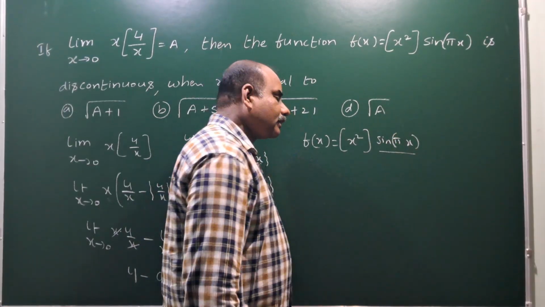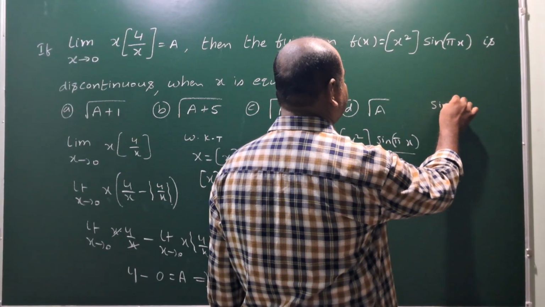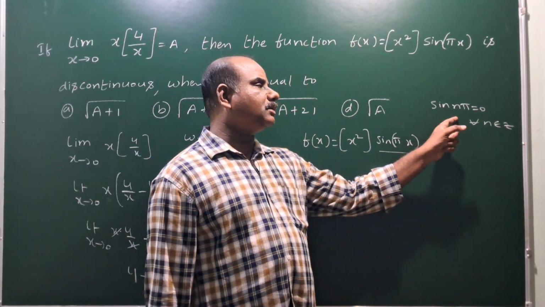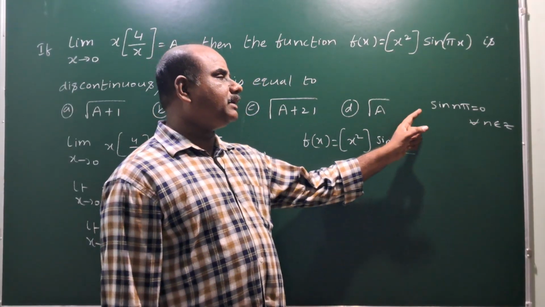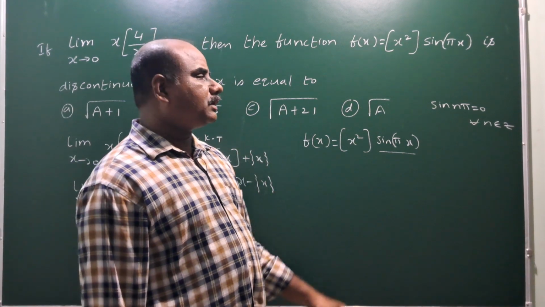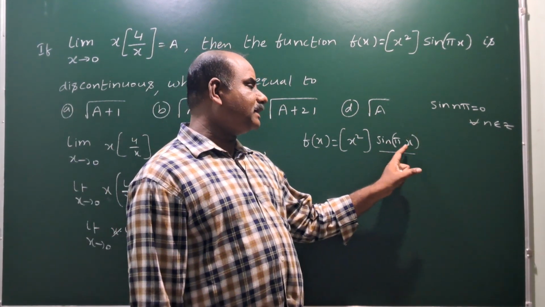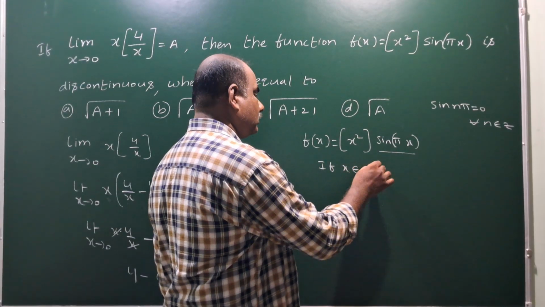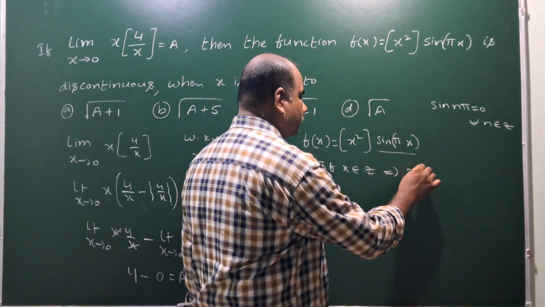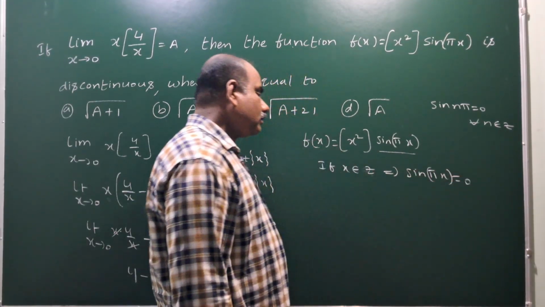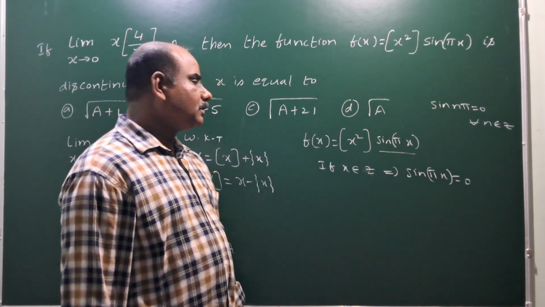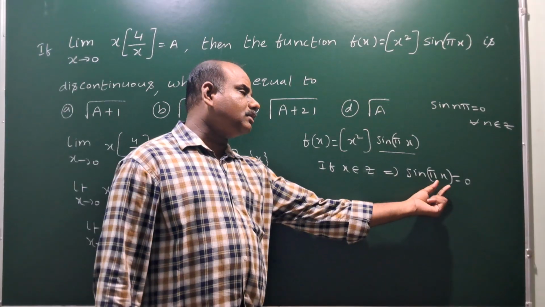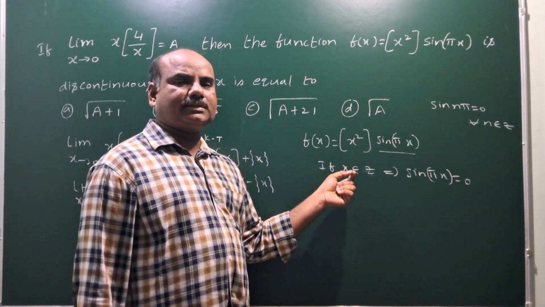See this function sin pi x. We know the formula: sin n pi is 0 for all n belonging to Z, that is, for all integral multiples of 180 degrees. So if x belongs to the integer set, sin pi x is 0, which means f(x) is equal to 0. Therefore the function is continuous for every integer.